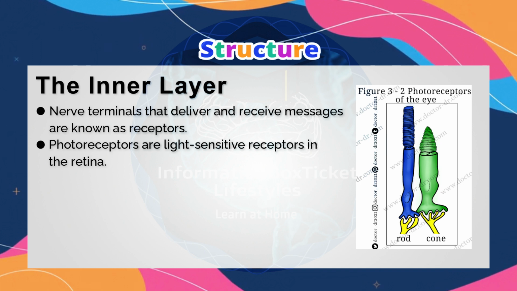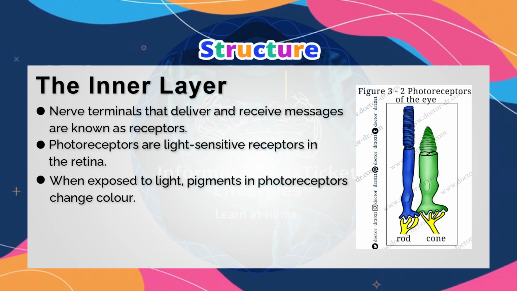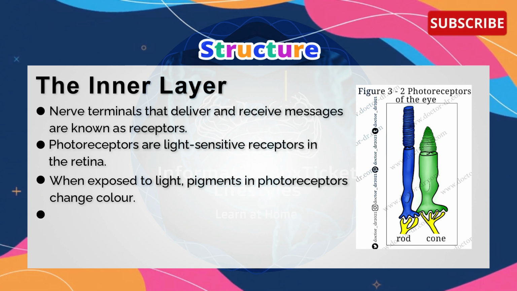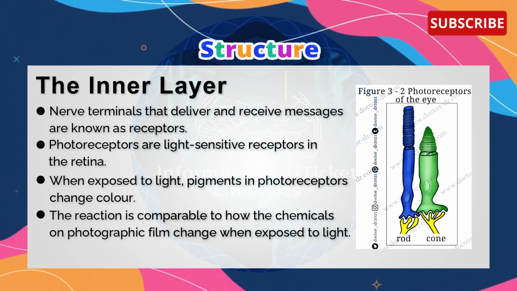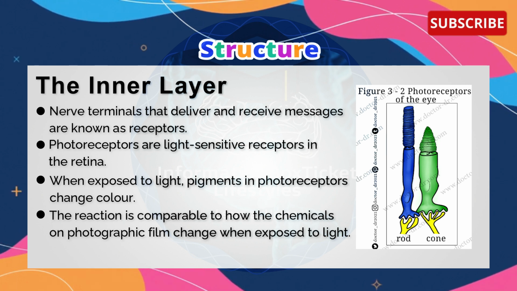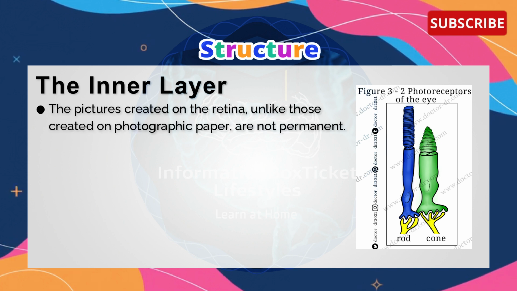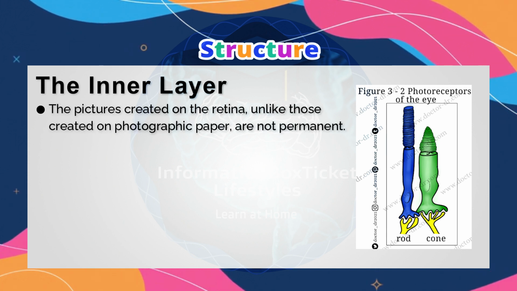Photoreceptors are light-sensitive receptors in the retina. When exposed to light, pigments in the photoreceptor change color. The reaction is comparable to how the chemicals on photographic film change when exposed to light. The pictures created on the retina, unlike those created on photographic paper, are not permanent.